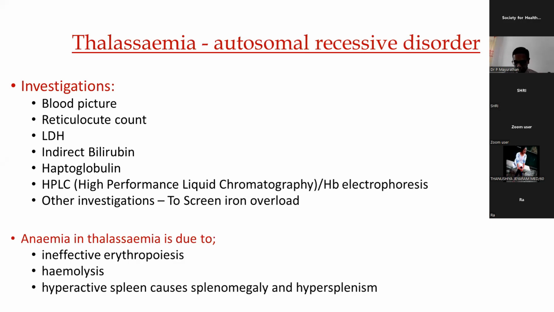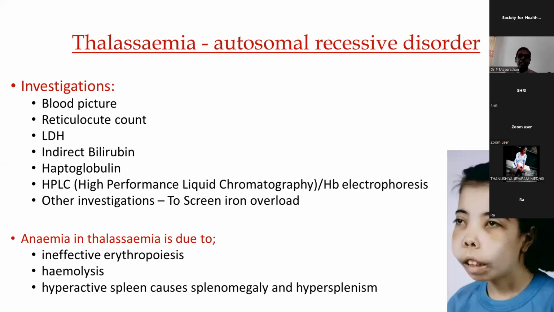So you have to think that anemia in thalassemia is due to three major possibilities. One is they are having ineffective erythropoiesis and hemolysis. More than everything, they develop high splenomegaly and hypersplenism. So that is again consuming red cells and causing anemia. So that is the reason we always do splenectomy in these thalassemia major patients. Okay, so we do that.